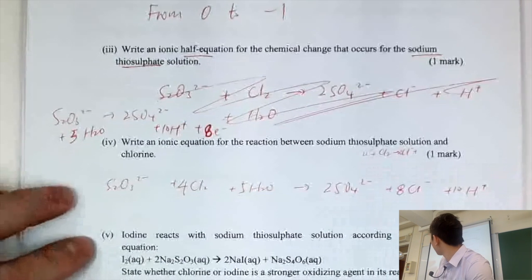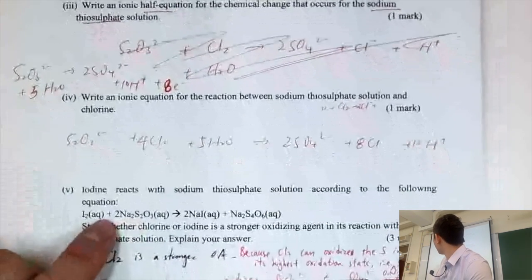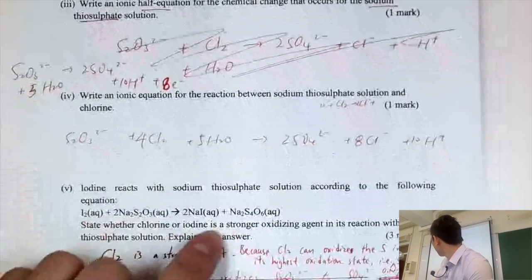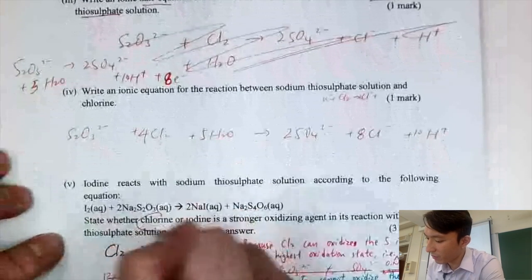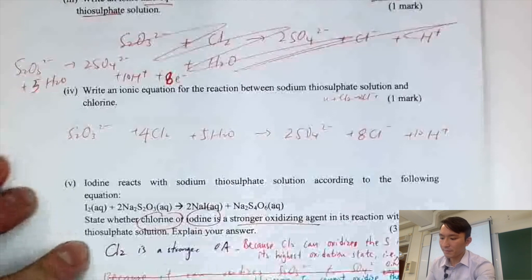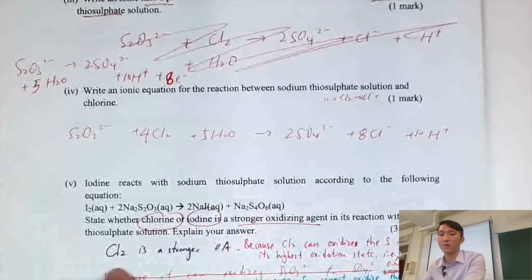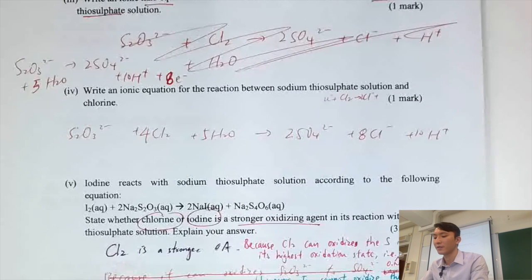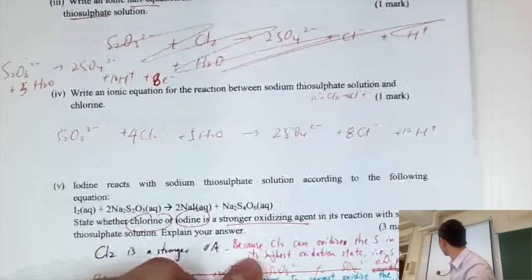Okay, and the last question, very, very good actually. It says that iodine can also react with thiosulfate, according to this equation. Right, and then they ask you whether chlorine or iodine is a stronger OA, based on the reaction. Now, based on your existing knowledge, you should be able to tell chlorine is a stronger OA, right? Simply because chlorine is more reactive, right? So the first mark, you should be able to get it. But as to the explanation, this one may be new to you.